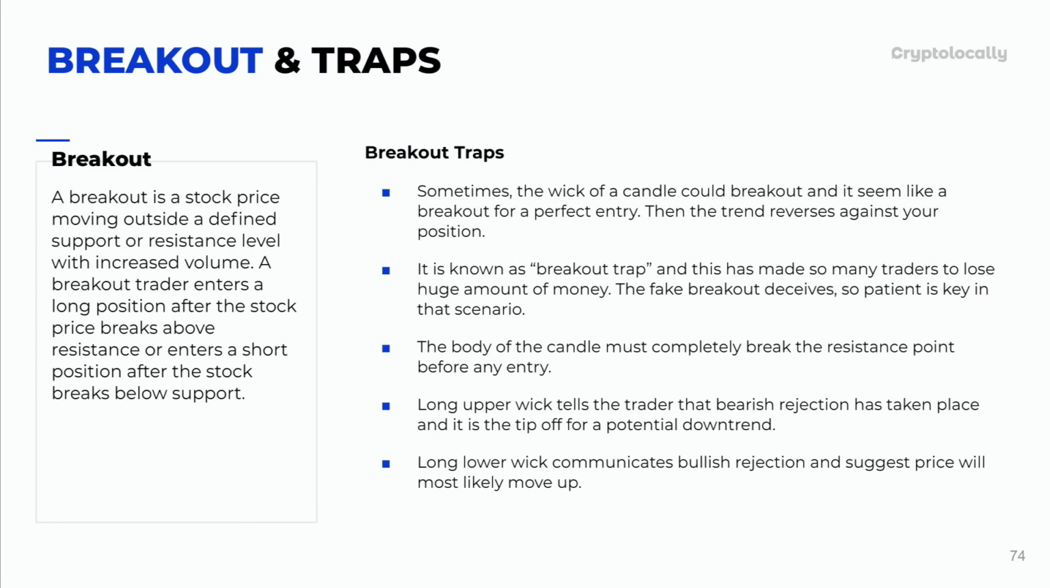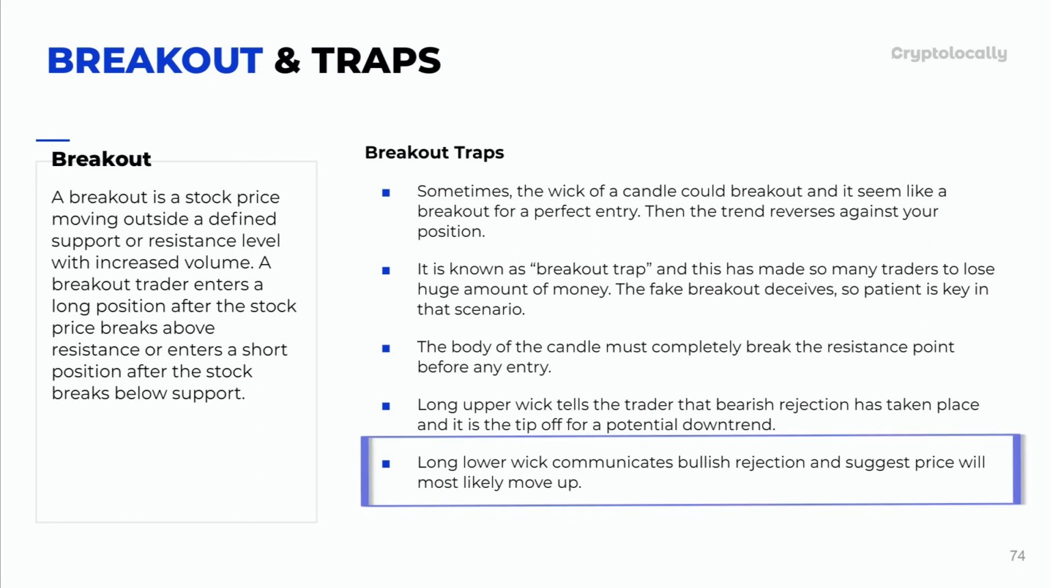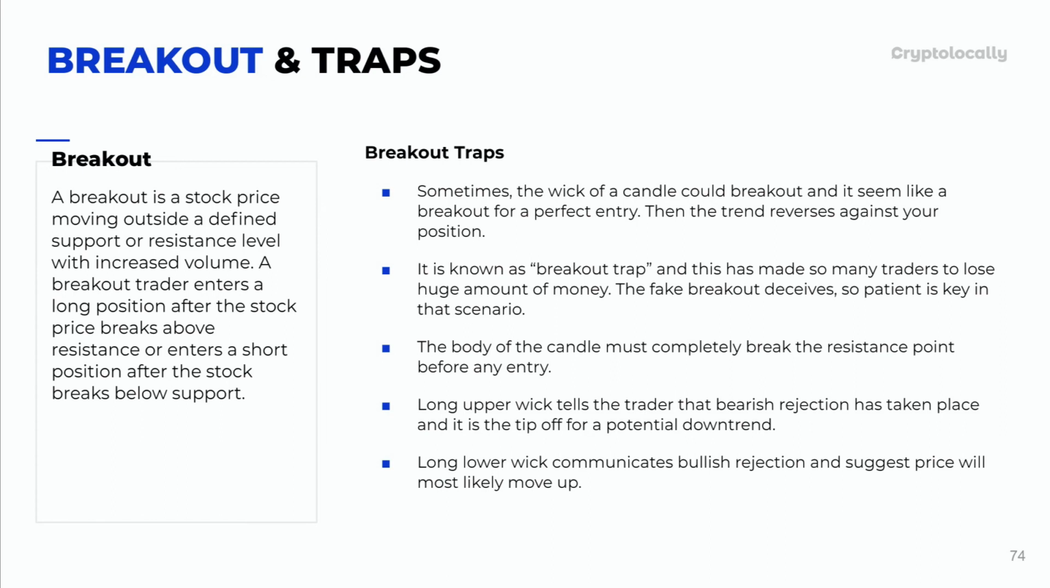But a long lower wick communicates bullish rejection. So when something has been dropping and you think it will keep dropping, but you see a very long lower wick, I told you the long lower wick of a candle represents the activities of buyers in the market. And when there are so many buyers in the market, the price will definitely go up. So when you see those long lower wicks, it's just a bullish rejection. That means at that point, there might be a change in trend from a downtrend to an uptrend.